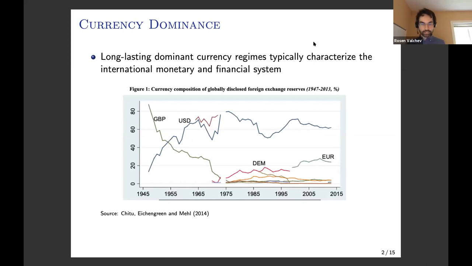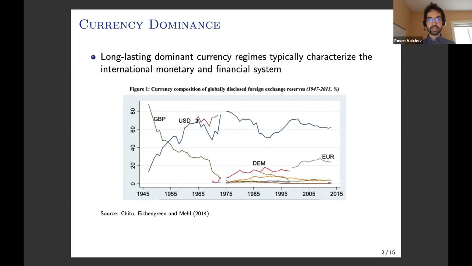I don't think I need to give much motivation, especially in this session. We're all familiar with the long-lasting dominance of the dollar. I'm plotting here some easily available data that I take directly from Chitu et al. about official foreign reserves, and you can see that the dollar has been a dominant reserve currency for many decades. We've got some fluctuations here. They look like fluctuations around a stable steady state, but nothing much is happening. There are some big shocks along the way. The euro gets introduced right over here, and you can't even really see anything happening.